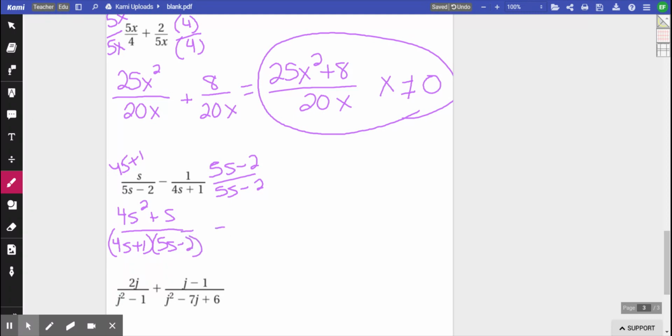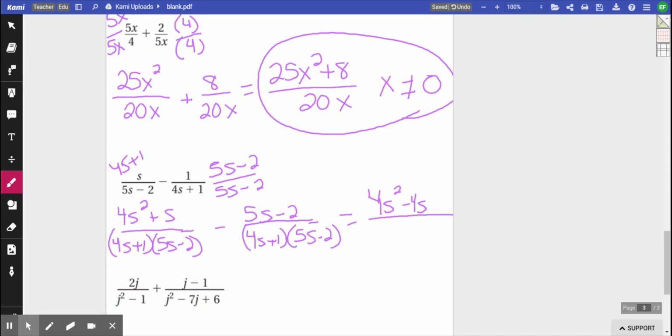We're subtracting again here. And then my second fraction, nice and easy, 5s minus 2 over 4s plus 1 times 5s minus 2. All right, let's try to see if we can combine some like terms here. That 4s squared is by itself. Let's see, I have an s minus 5s is going to be minus 4s. And then I have a minus negative 2.